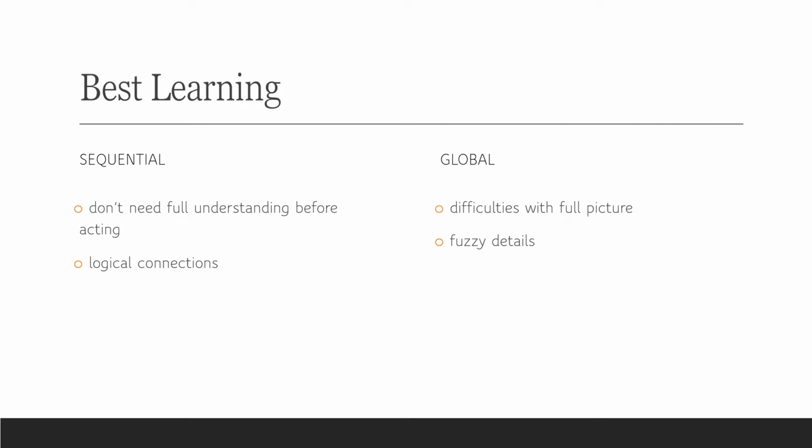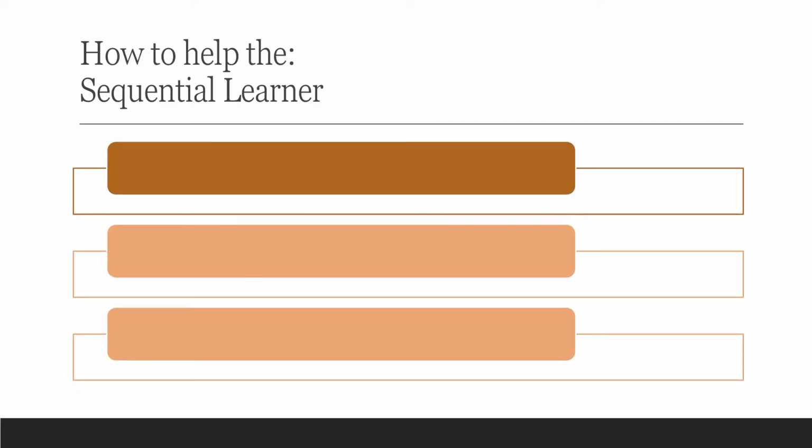They really are going to have to understand what's going on, and they're going to have difficulty being able to complete things until they can see that whole picture. Even after they have that aha moment, they may be a little bit fuzzy about some of the details, and that's going to be different because the sequential learner needs all those details, whereas the global learner does not. How to help the sequential learner.